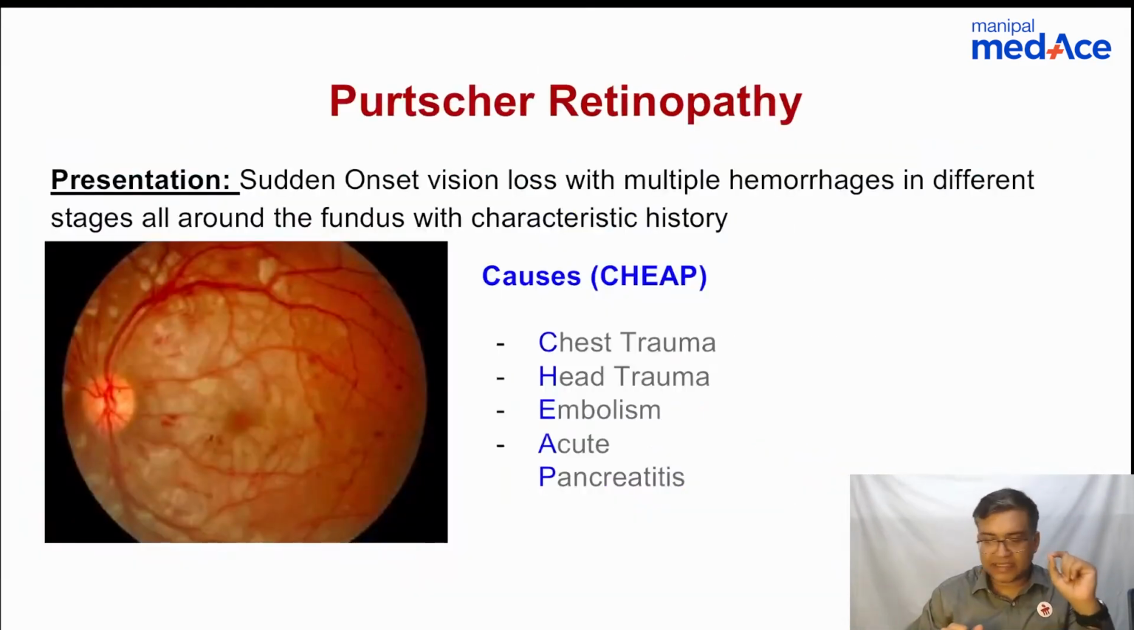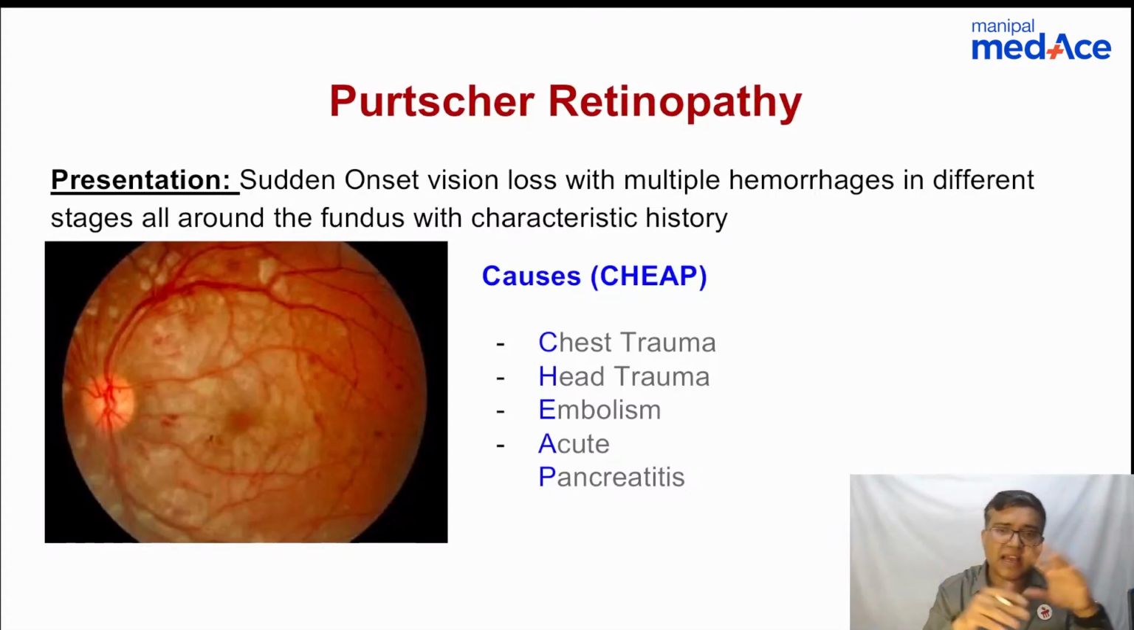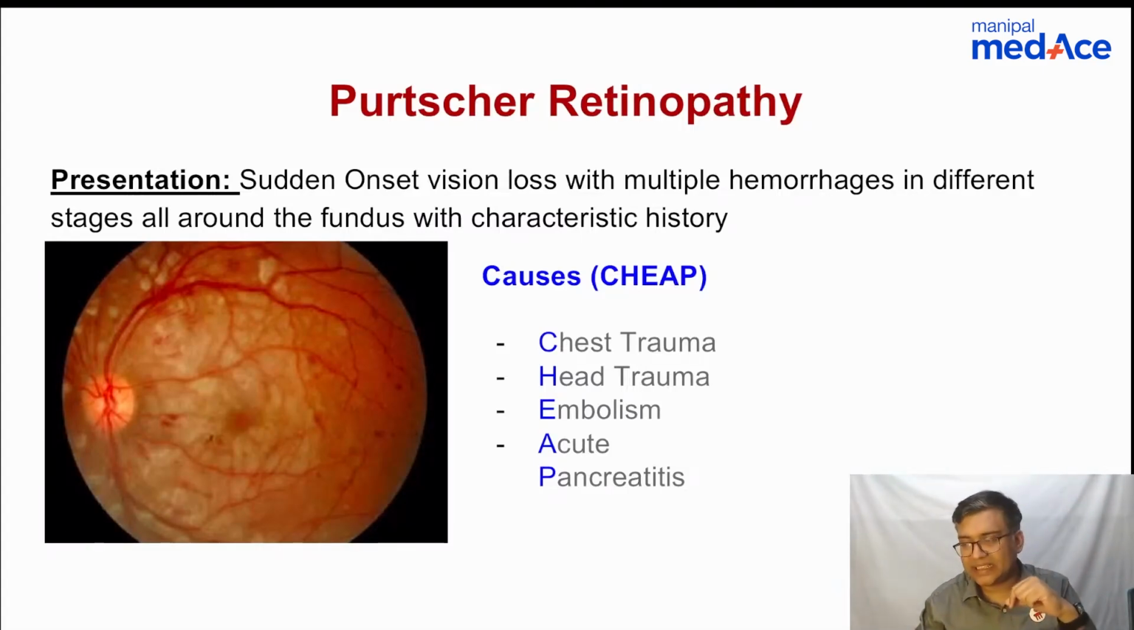Okay, now the next image is Purtscher retinopathy. Purtscher retinopathy is where you get sudden onset of multiple hemorrhages all around the fundus. Like in a patient of central retinal venous occlusion, here you can also have hemorrhages all around, but usually these hemorrhages are at different stages. Some are more bright, some are more yellowish. This is basically Purtscher retinopathy. And remember the various causes of Purtscher retinopathy with the mnemonic CHEAP: chest trauma, head trauma, embolism, or acute pancreatitis. These patients have hemorrhages all around the fundus with loss of vision. So think about Purtscher retinopathy in these cases.